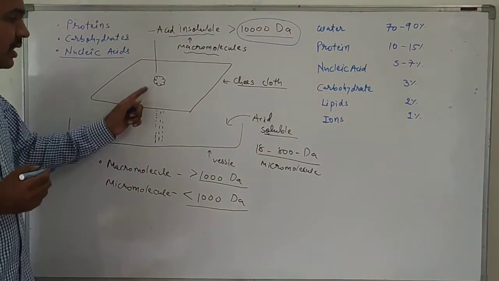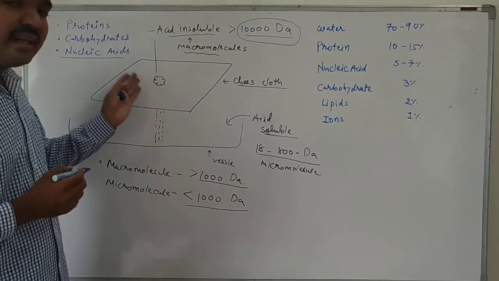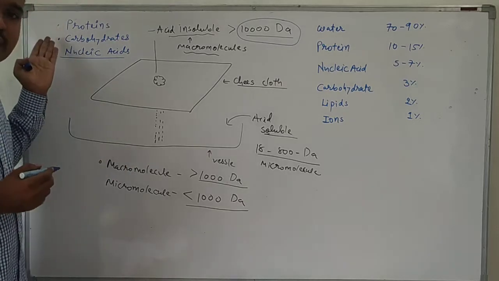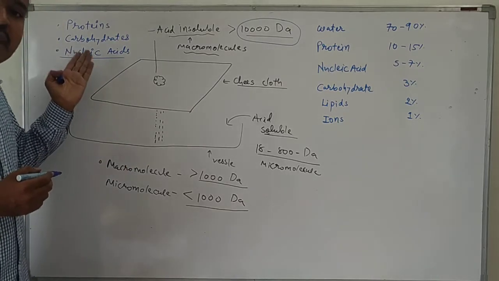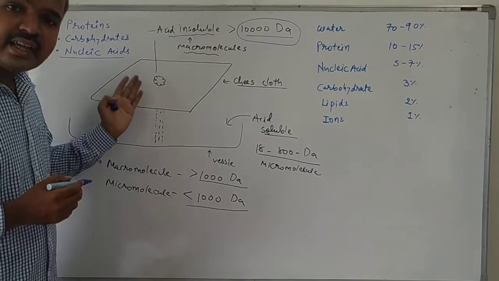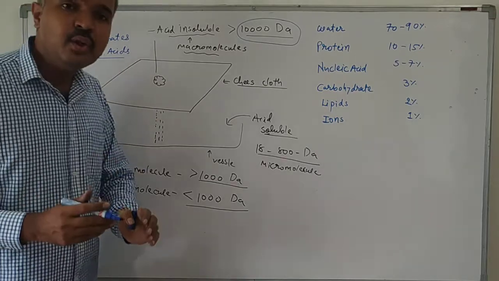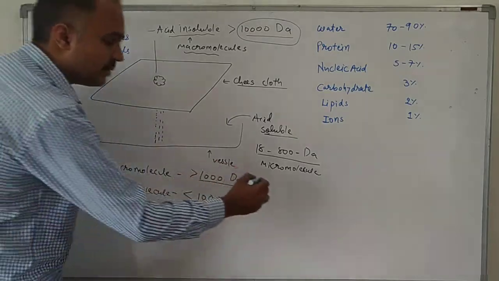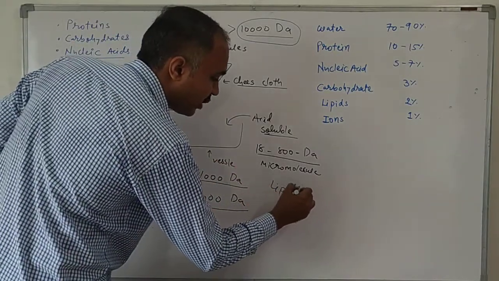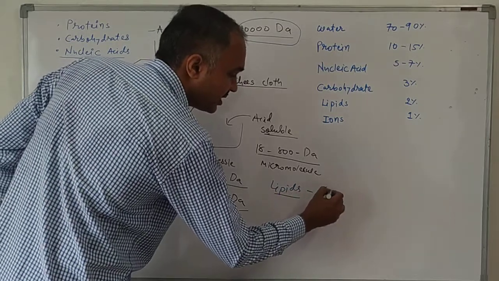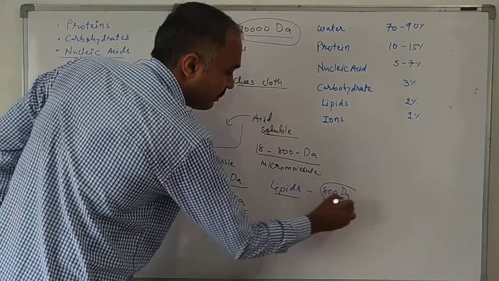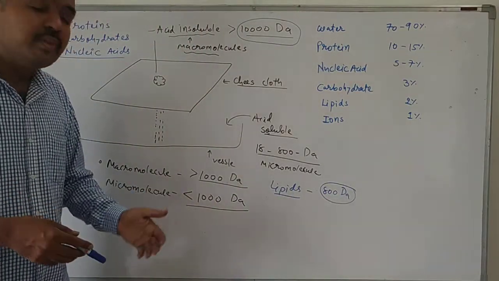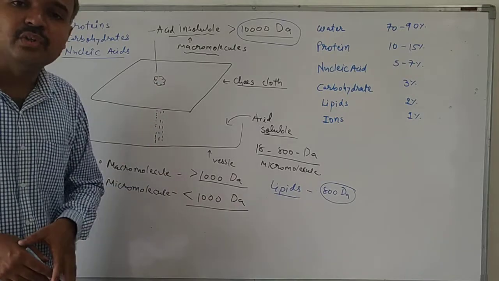But here lipid is also present in the acid insoluble fraction. Along with proteins, carbohydrates and nucleic acids, lipid is present in the acid insoluble fraction, even though its molecular weight is just 800 Dalton.